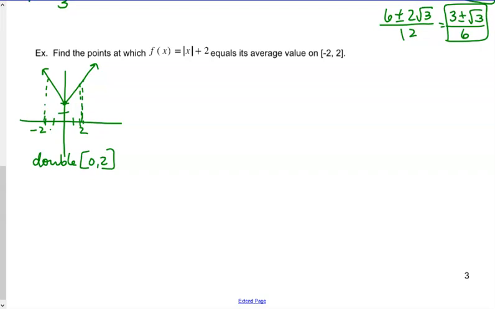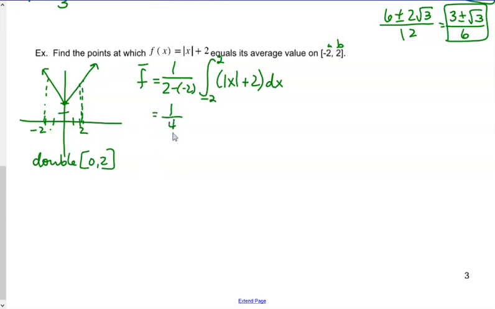So let's do that. So when finding the average value, then I have to do 1 over b minus a. So there's a and there's b. So let's go 2 minus -2 times the integral from, I'm just going to write it out here at first, -2 to 2 of the absolute value of x plus 2 dx. Now let's talk real quick here. Let's simplify. This gives me 1 over 4.